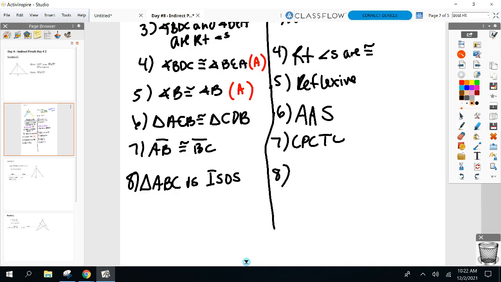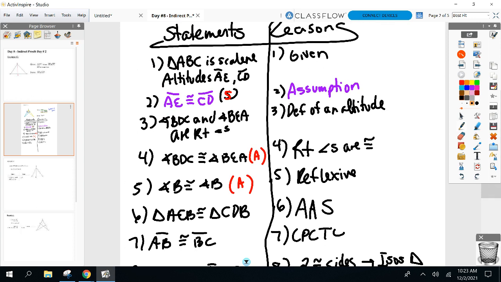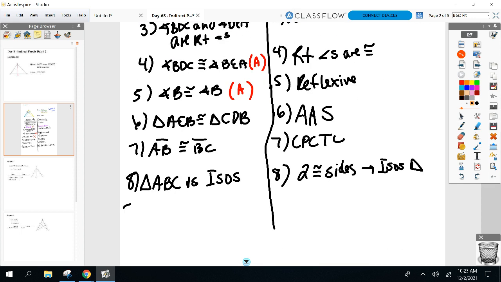Triangle ABC is isosceles. Molly, what did we just do? Two congruent sides, which was AB and BC, means I have an isosceles triangle. Now, didn't I just contradict the given? What did the given say? It was scalene. What did you just say? Isosceles. And what led us to it being isosceles? Our assumption, which is false now. So if that's false, we write the opposite's true. So AE not equal to CD. This will be my assumption led to a contradiction.